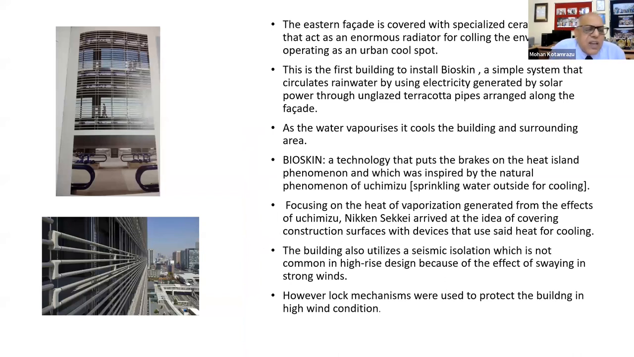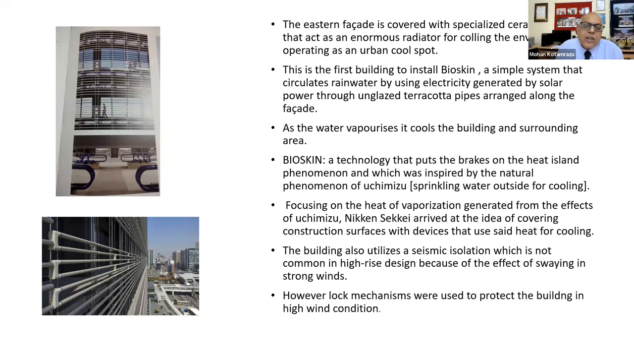they have made the railings of all these buildings hollow pipes through which water would be passing, and this is known as the bioskin. So this circulates the rainwater. They have solar panels which produce power, which again is used for generating electricity, passing this water through the pipes. And as the water vaporizes, it cools the building. So this is known as the bioskin. And it puts the brakes on, and so this reduces the heat island.